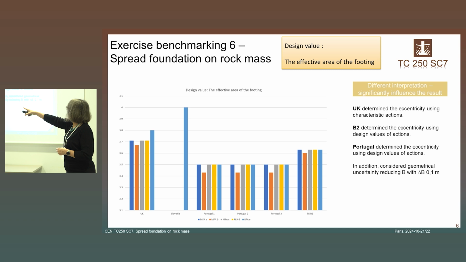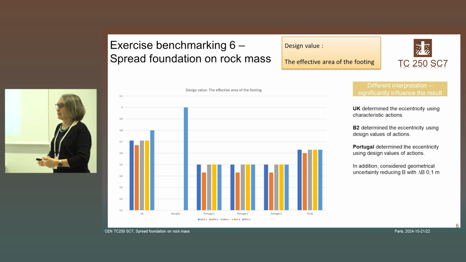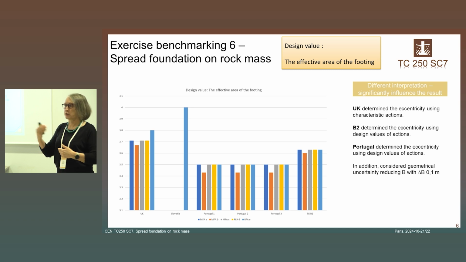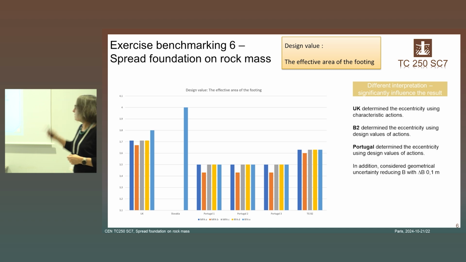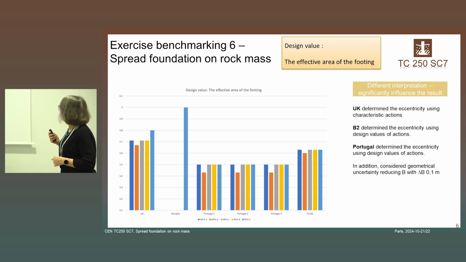You have UK, characteristic value, design values, and then in addition to the design values, we also have to reduce it with 0.1 due to geometrical uncertainty. As Witold said, when we don't have explicitly said that we actually will control it during the execution, we have to reduce it with delta B as well. And I couldn't see it in all of the examples, especially not in the UK. So that's a difference. That's one of the reasons for the differences.